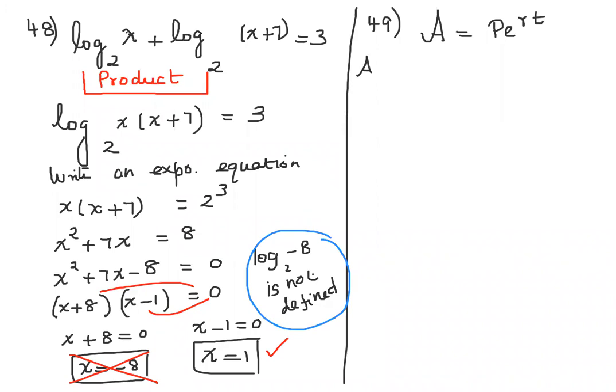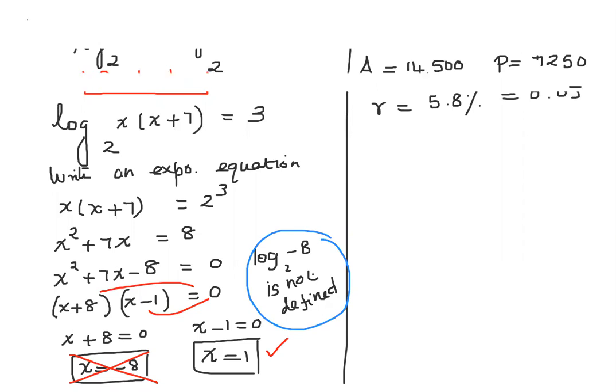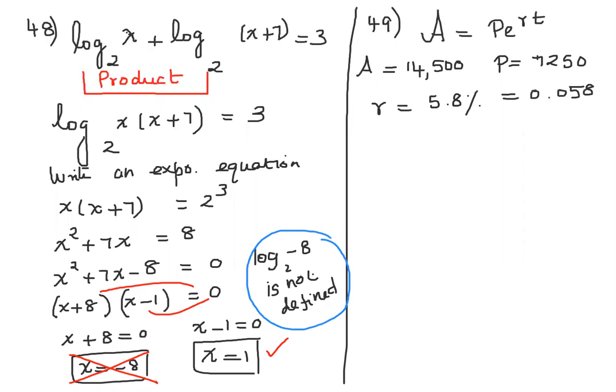A is the amount, which is given as 14,500. P is the investment, which is 7,250, and r is 5.8%, which means 0.058. Now we are going to find the t, so plug it into the formula. When you plug it in, you get 14,500 equals 7250 e to the power 0.058 times t. So we're going to find the t.